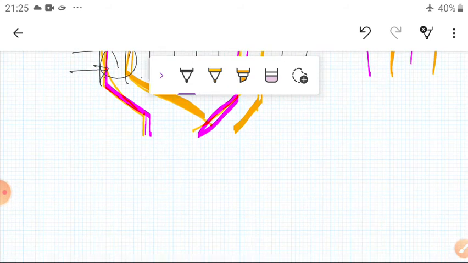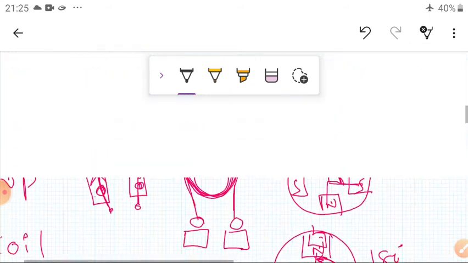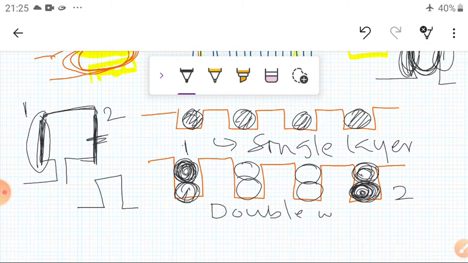We have already seen single layer winding, in which one coil side is placed in each armature slot. Only one armature coil side per slot is single layer winding. In double layer winding, two coil sides per slot are arranged in two layers. Here two coils, 1 and 2, are placed in each slot. That is the double layer winding.